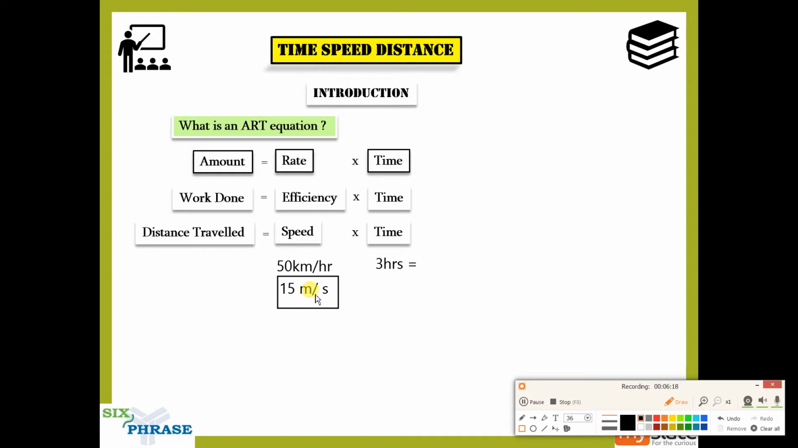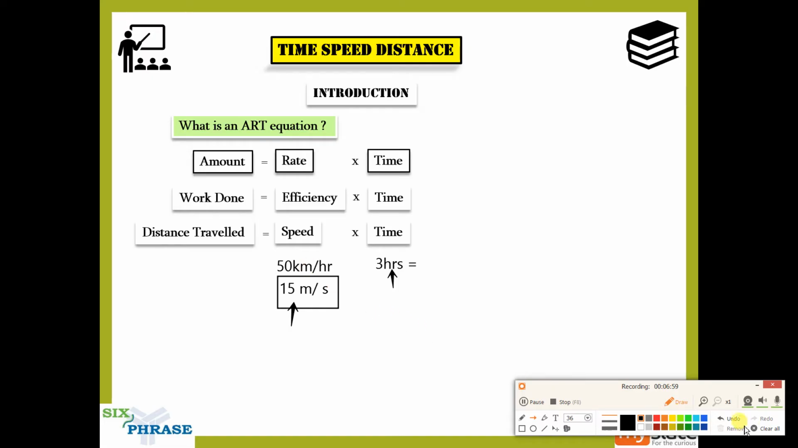So I told you, meter per second instead of kilometer per hour. Kilometer has become meter. Hour has become second. Now I'll tell you how to convert from kilometer per hour to meters per second, and vice versa. I'll talk about that. But before that, you have to know that you need to pay attention to these units. Sometimes this will be meters per second, and this will be hours. Now you cannot multiply 15 and 3 directly. Either you convert this to kilometer per hour, or you convert this to seconds, and then you can multiply.